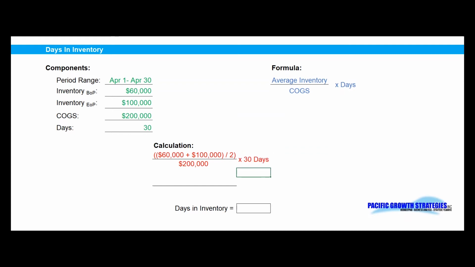So, the average inventory is going to be $60,000 plus $100,000 divided by 2, which equals $80,000. We'll divide that $80,000 by the $200,000, which was our cost of goods sold, and then we'll multiply by the 30 days in the period. So we've got $80,000 divided by $200,000 multiplied by 30 days gives us 12 days in inventory. So what does that mean? It means it takes us 12 days to convert our inventory into sales.